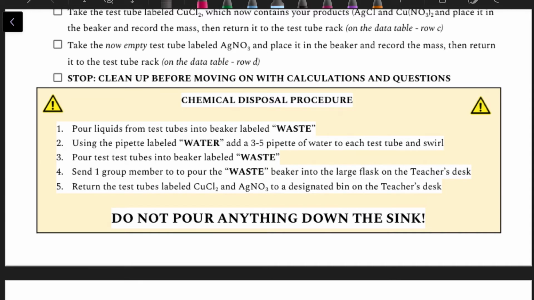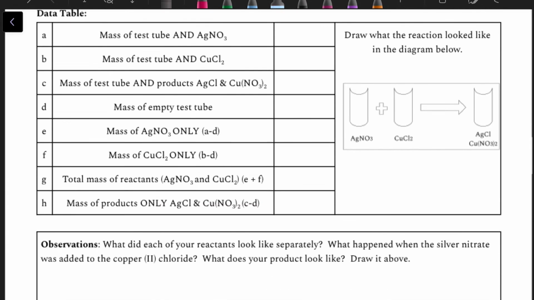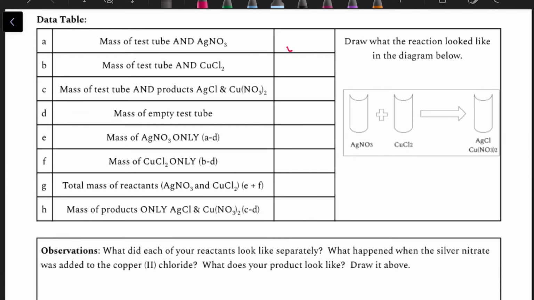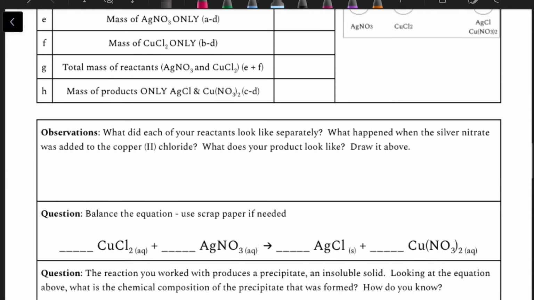Once you have collected all of your information and you have the masses for what you need, before you do any other additional calculations, clean up now. You must clean up your test tubes. Now, these chemicals cannot go down the drain, so we have a set cleanup protocol for this. So once you have collected those four values, you're able to find everything else. As the reaction happens, it will look different, and you'll be able to draw what your reactants look like and what your products look like.